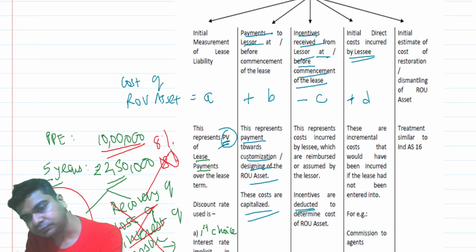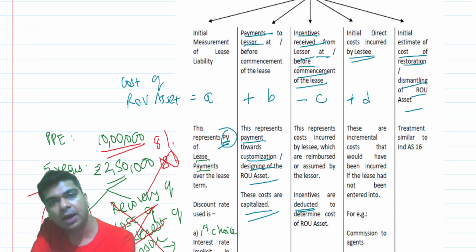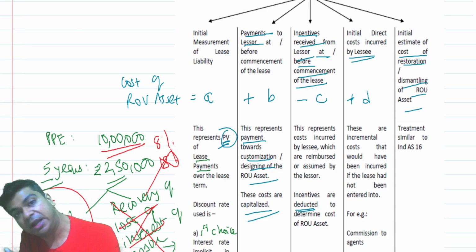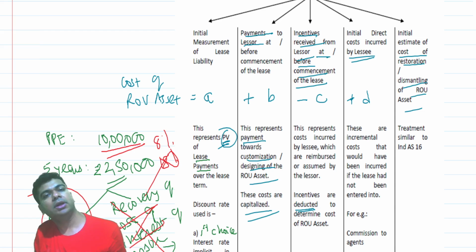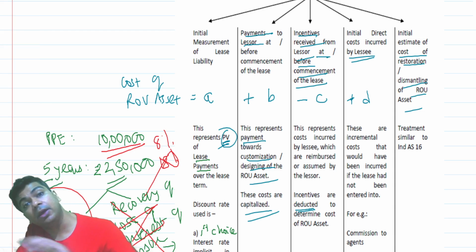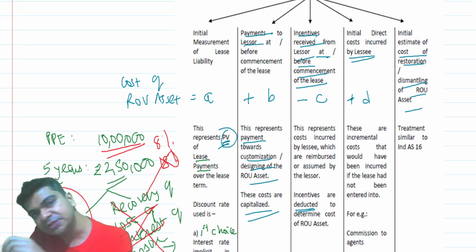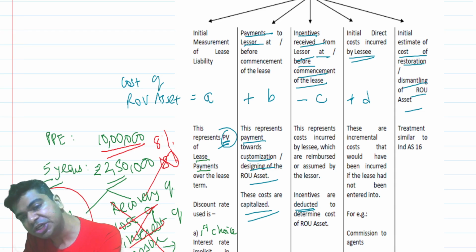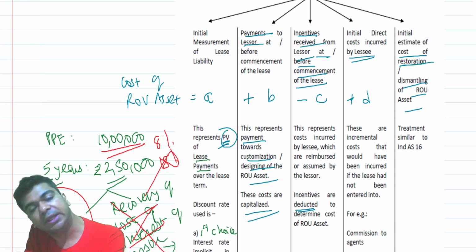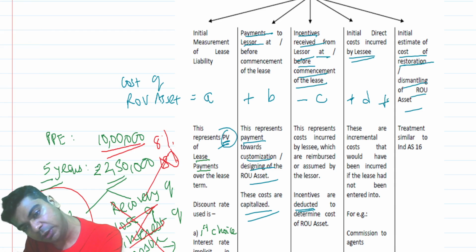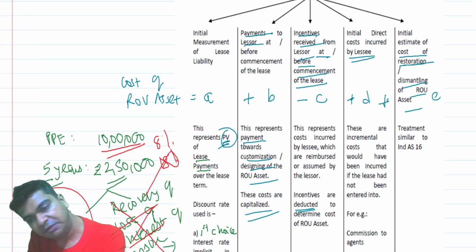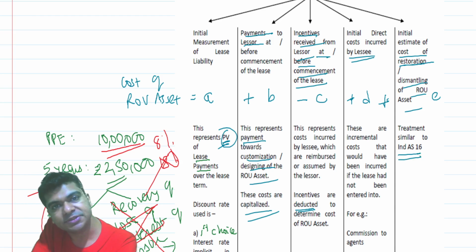And finally, initial estimate of cost of restoration or dismantling of the ROU asset. This is very much on the lines of Ind AS 16, isn't it? We have already seen in Ind AS 16 that when you are calculating the cost of the PPE, cost of the PPE includes initial estimate of dismantling cost, initial estimate of the restoration cost. The same principle has been applied over here. Whatever is the initial estimate of the cost of restoration or the dismantling of the ROU asset, that should also be added, right? We are saying treatment is similar to Ind AS 16.